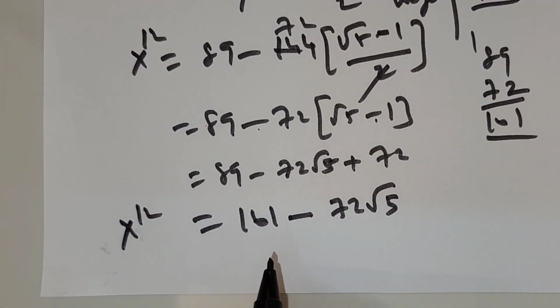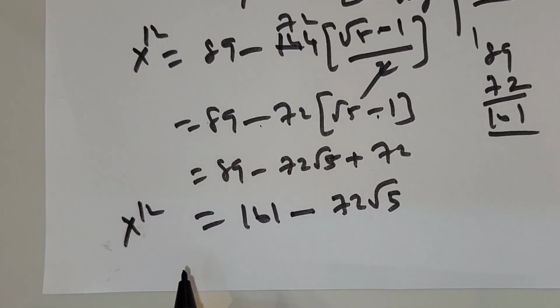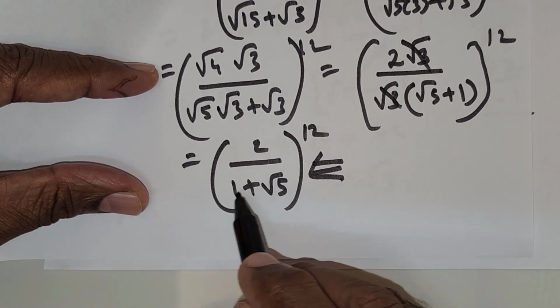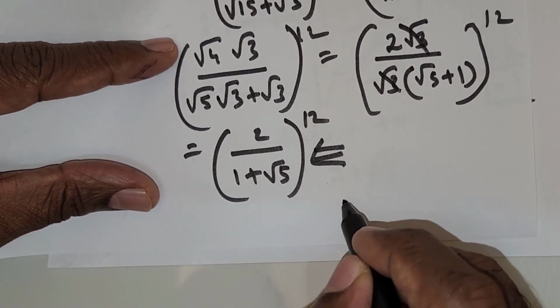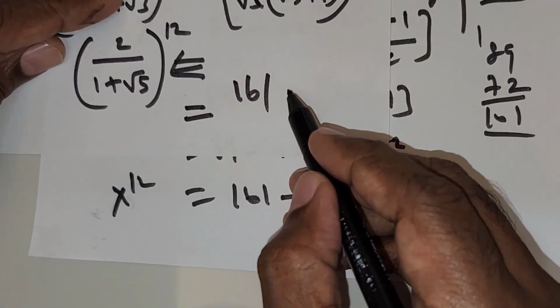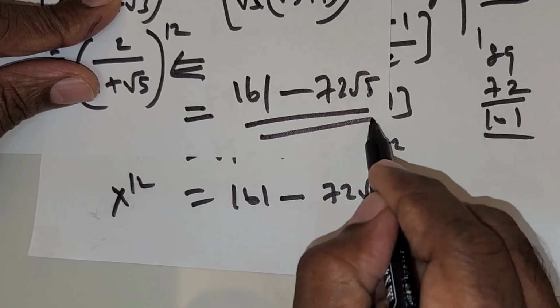But what is the exact value? In other words, what is x? If we look here, this is how we started, right? We need to get this value. So we can conclude safely that the value we have obtained is 161 minus 72 times root 5. So that's the solution.